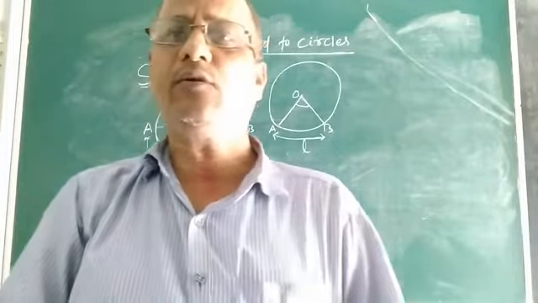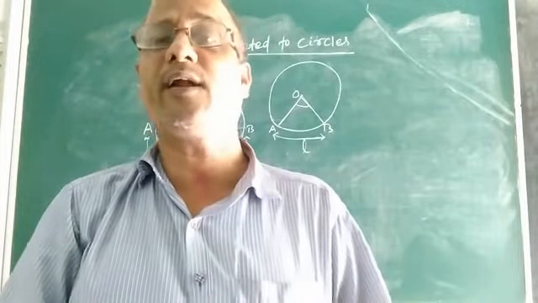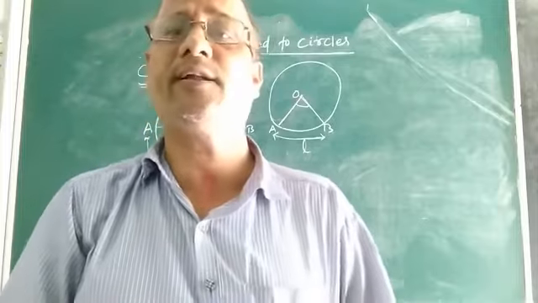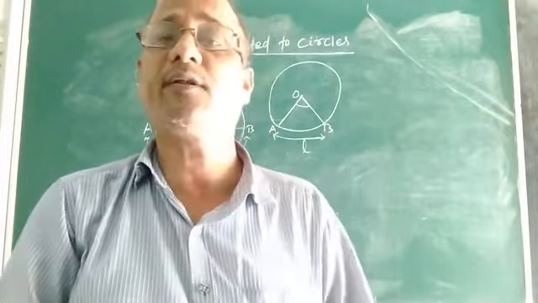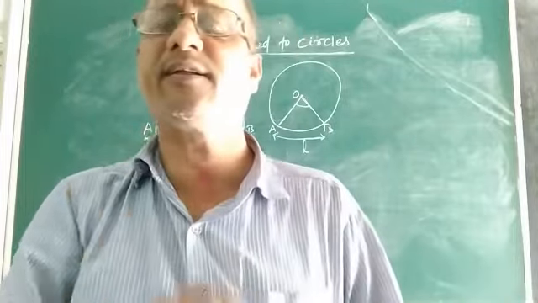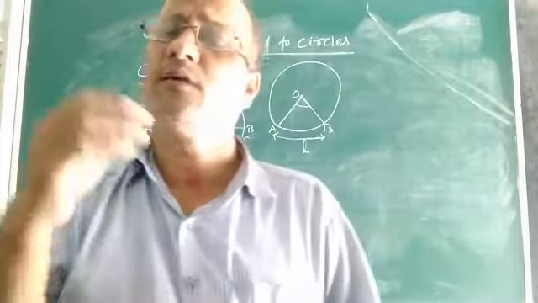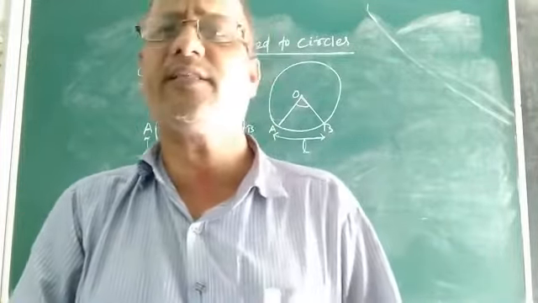In junior classes we have already known many things about perimeter and area of a circle: how to find the circumference of a circle, how to find the area of a circle, area of a semicircle, then the perimeter of a semicircle. We know the area of concentric circles. If two circles have the same center and different radii, how do we find the area between them? We know many things.